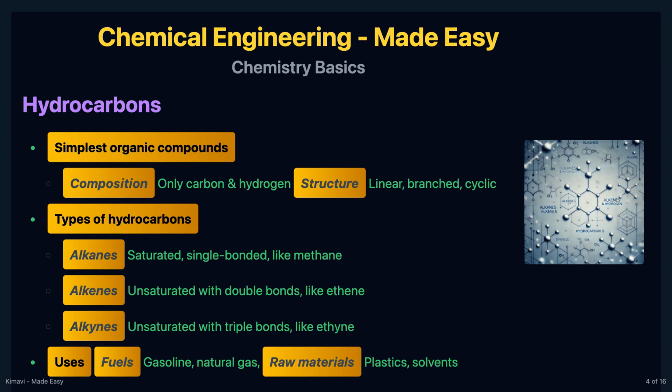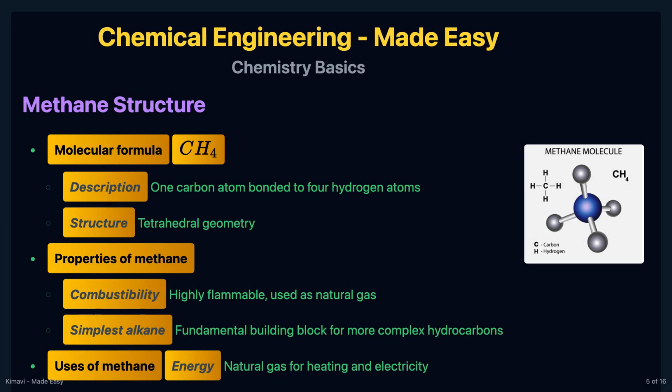Hydrocarbons are the simplest organic compounds and consist only of carbon and hydrogen. They can be classified into three types: alkanes, which are saturated hydrocarbons with single bonds, such as methane and ethane; alkenes, which are unsaturated hydrocarbons with at least one double bond, such as ethene and propene; and alkynes, which are unsaturated hydrocarbons with at least one triple bond, such as ethane and propene. For example, the molecular formula for methane is CH4. Its structure can be represented as a central carbon atom bonded to 4 hydrogen atoms.